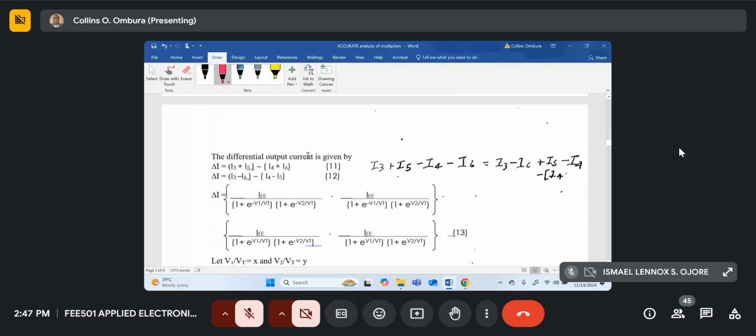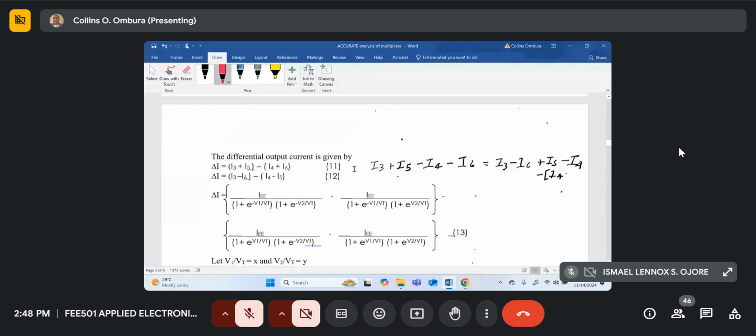So the differential current at the output is given by I3. So delta is our differential current over here. It's given by I3 plus I5 minus I4 plus I6. Because if you put a bracket across these two and multiply by RL, you get the same exact equation as what I've derived. This equation 11 is the equation for the differential current. Differential current times RL will give us the voltage at the output.